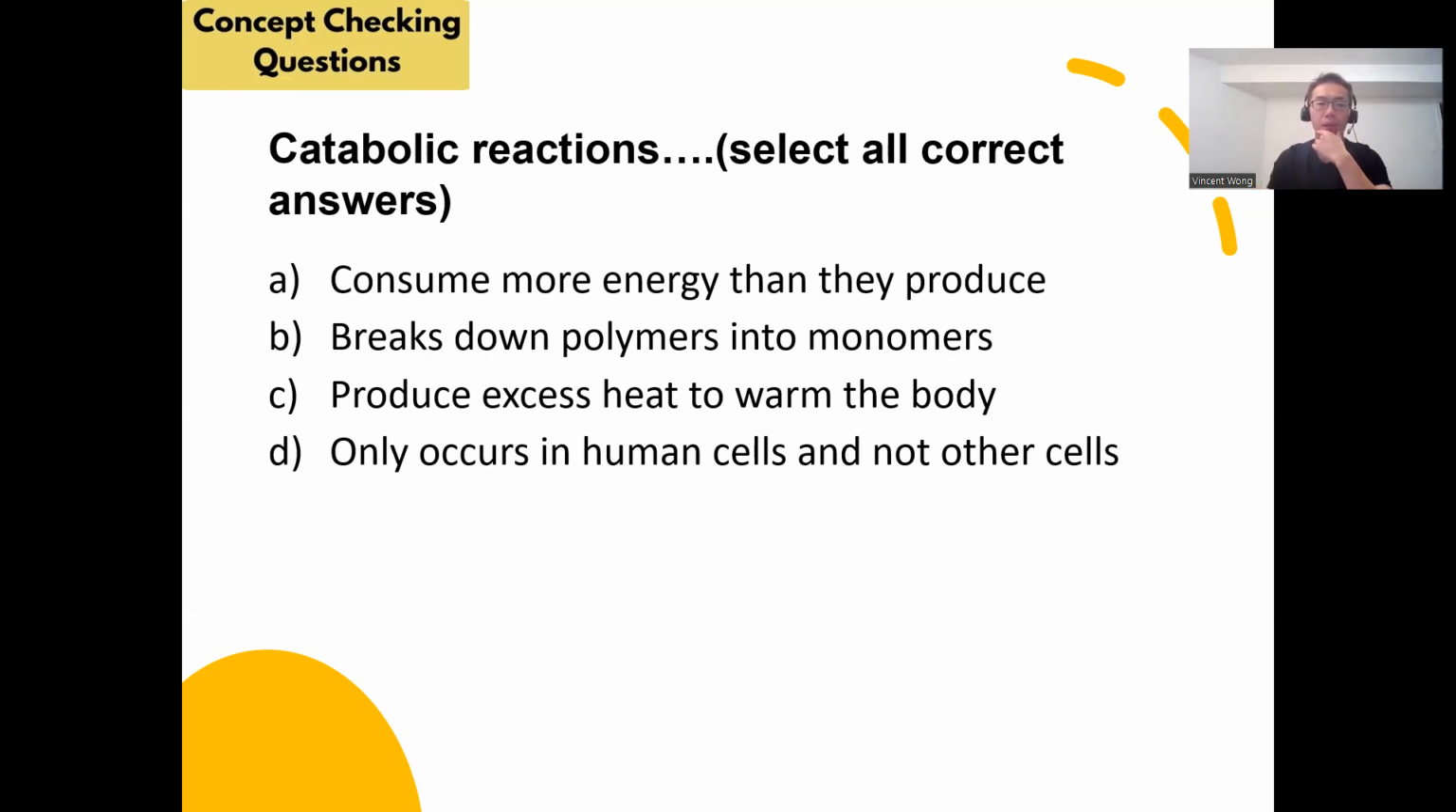So here, catabolic reactions consume more energy than they produce. That's not true, right? We need to extract the energy from them. And so they produce more energy than they consume, actually. Breaks down polymers into monomers. That's true. We know that. Produce excess heat to warm the body. It was on the diagram. And it's not restricted to human cells. Plant cells, fungus, they are able to perform catabolic reactions as well.